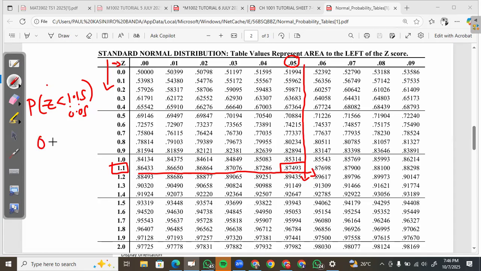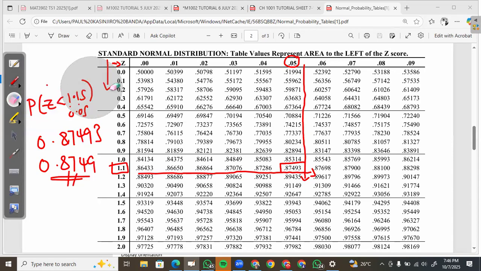So you just write 0.87493. In most cases, we round this off to 4 decimal places, so it will just be like this. That's how we are going to be finding the probabilities.